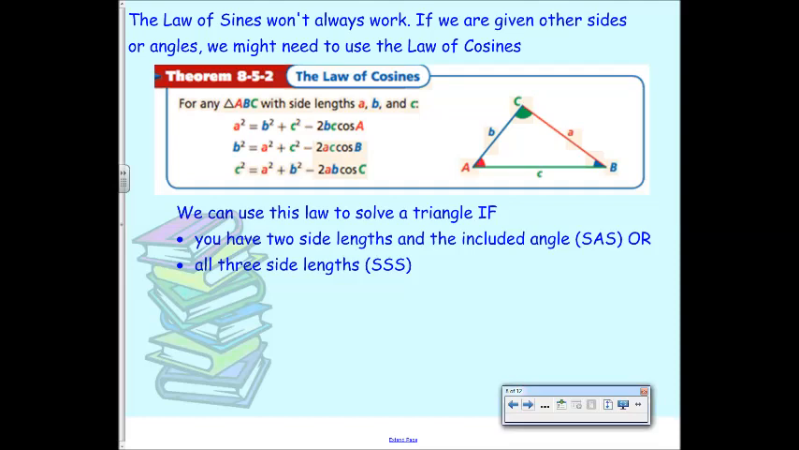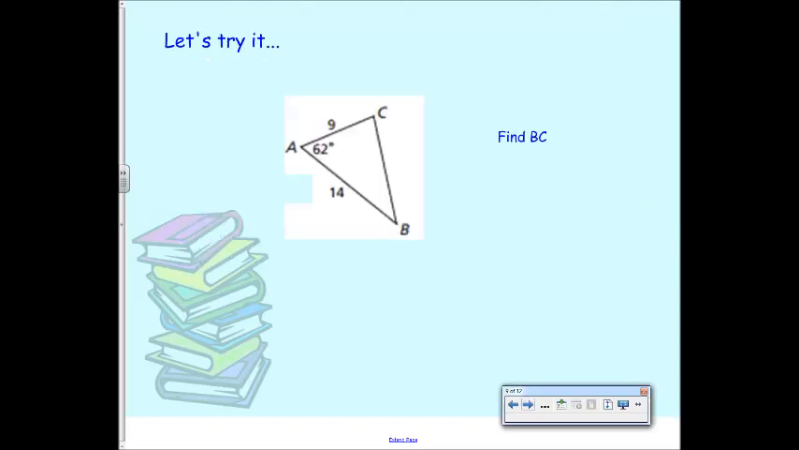So for instance, if I'm looking for BC here, BC is right here. So that means it's across from which angle? A, so that means it's basically side A. What is 14? Side C, and 9? Side B. So if I'm looking for A, then I'm going to use that first variation.